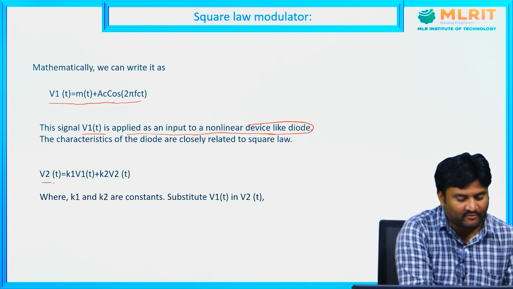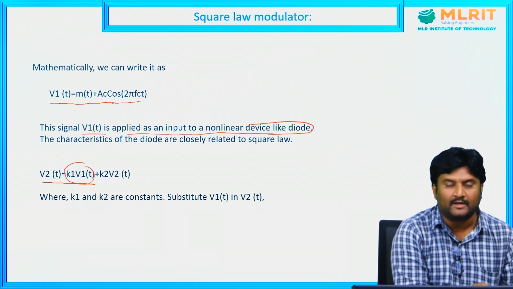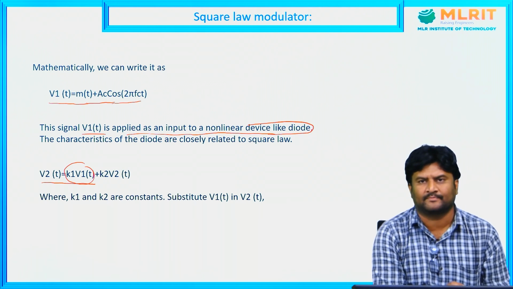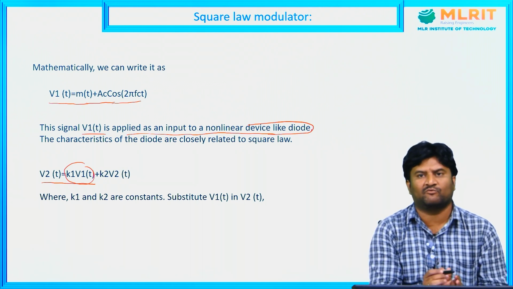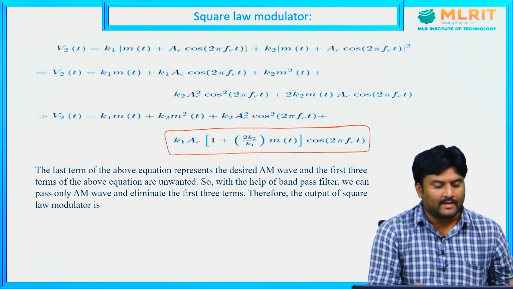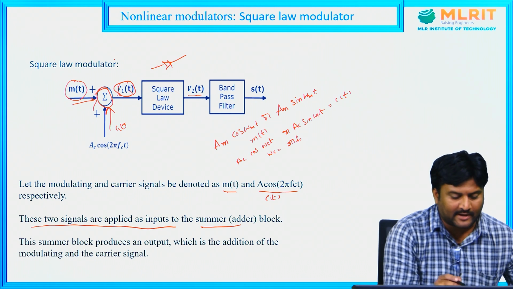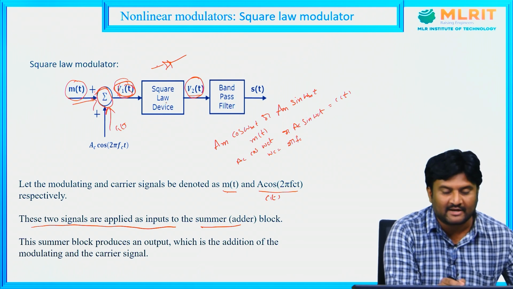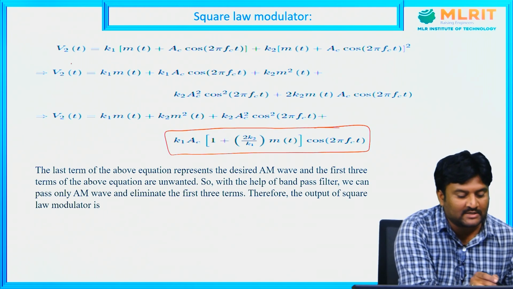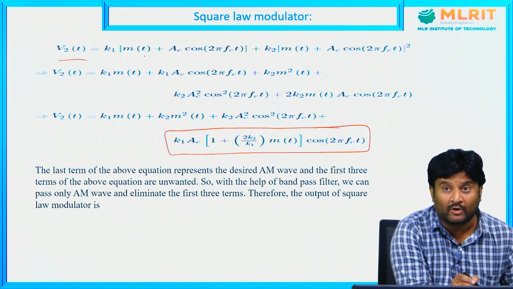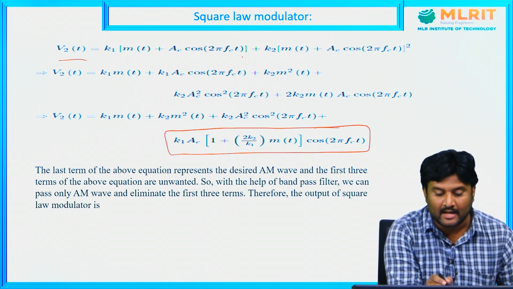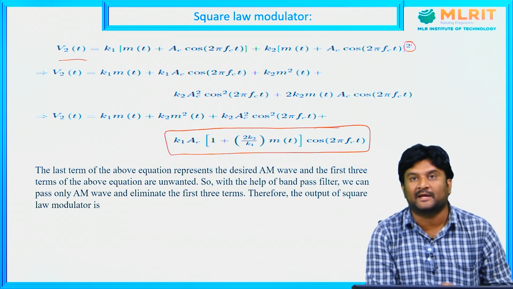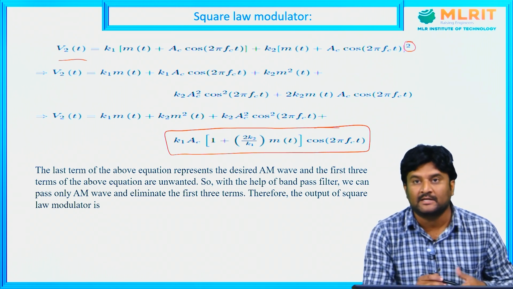What is that V2(t)? V2(t) is nothing but k1 times V1(t) plus k2 times V1 squared (t), because here k1 and k2 are constants. They are constants because we are processing from one block to another block. Observe where we are right now: V1(t) is the output of the summer and it is the input of the square law device. The square law device output is V2(t). Then V2(t) is equal to k1 m(t) plus Ac cos 2πfct, plus k2 times m(t) plus Ac cos 2πfct whole squared. This is very important because we are applying it to the square law device. That's why the square happens.